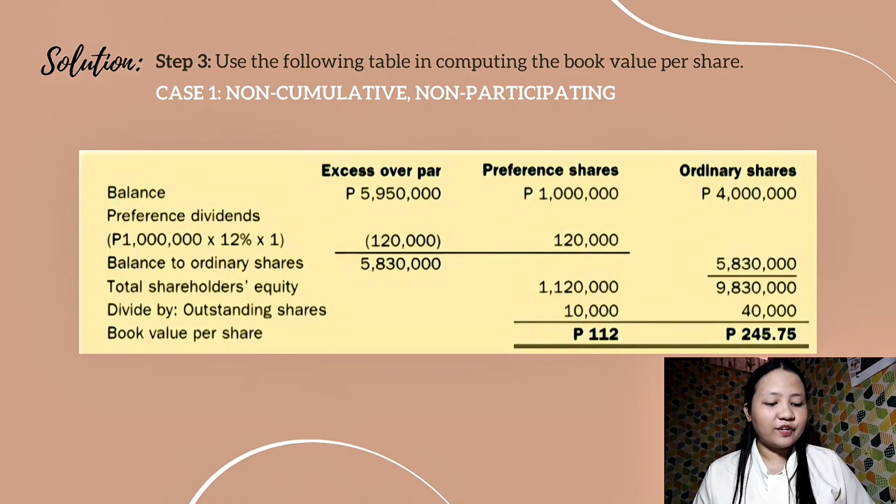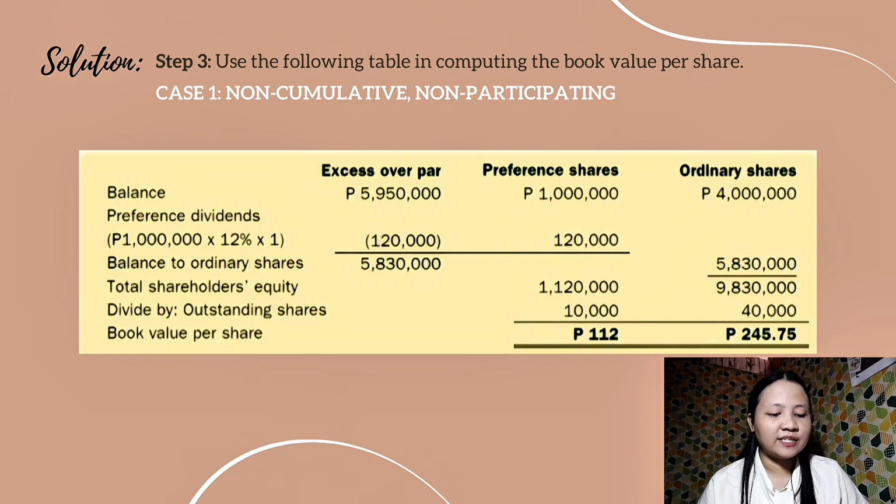So, the first thing to do is create columns as reflected on the screen. Please take a look so you can understand along with our discussion. First, we will create a column for excess over par, a column for preference share, and a column for ordinary share. Then our first item would be the balances. So we reflect the balances.